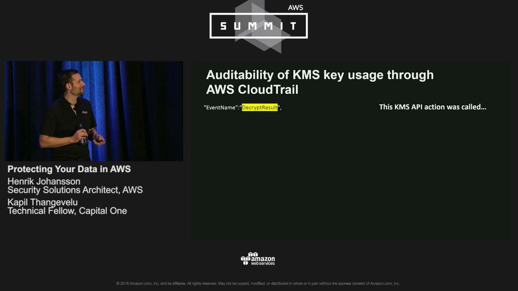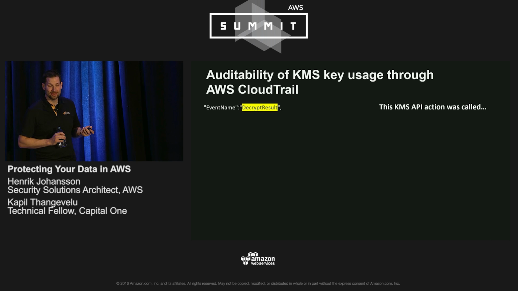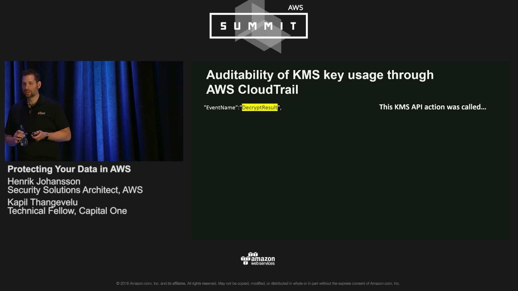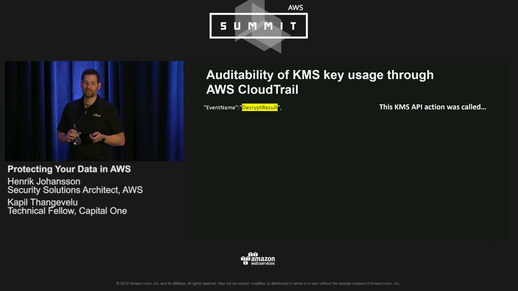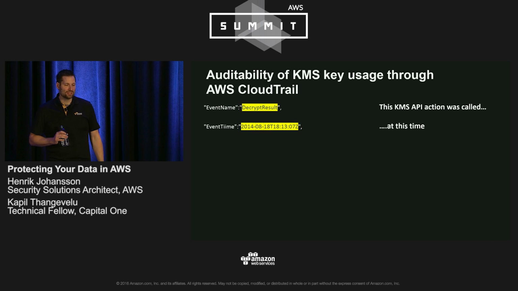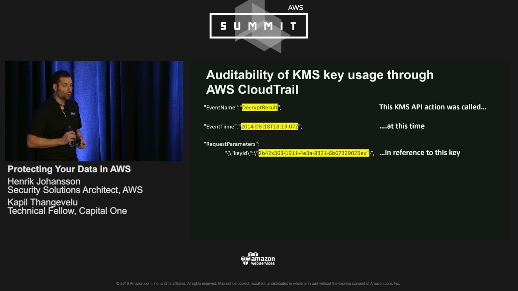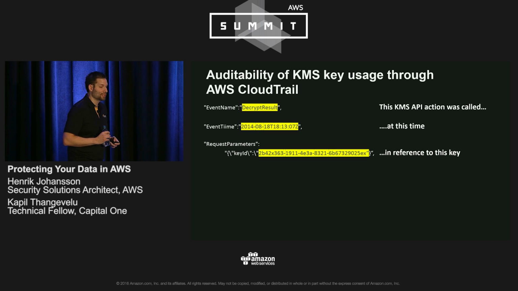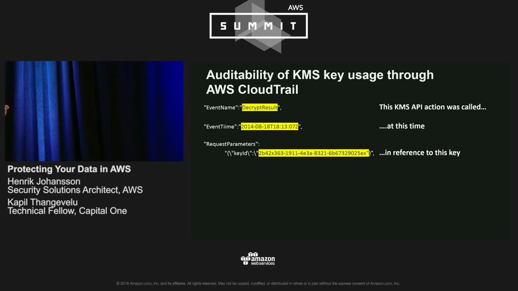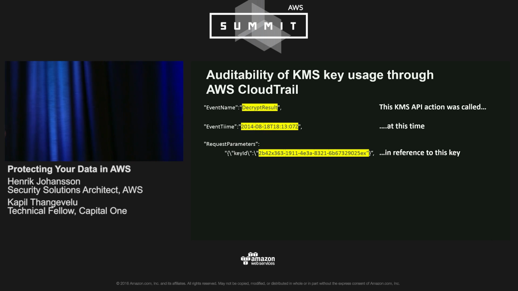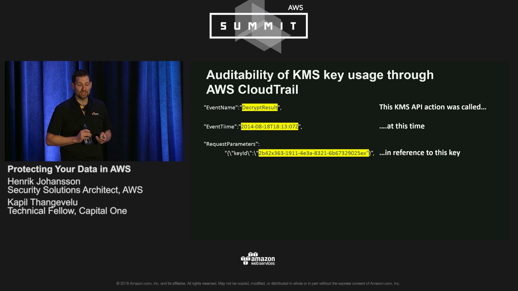So the way it looks in CloudTrail is that you have an event, what happened. So in this case, it's decrypting. So it used the KMS API to decrypt data. We can see when that happened. There we go. What request parameters. So for example, here's the key ID. And this could be an alias as well when you actually make the call. But this is the key ID that was accessed.